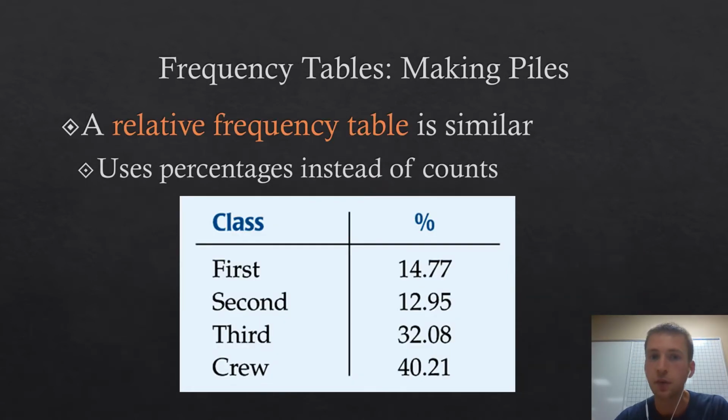And just like frequency tables, we have what's called a relative frequency table. From here on out, if you ever see or hear the word relative, that's just a fancy name for percentage, okay? So before we saw actual counts within this table, how many were in each category. A relative frequency table just shows the percent of people who were in each category. So for example, 40.21% were in the crew class on the Titanic.